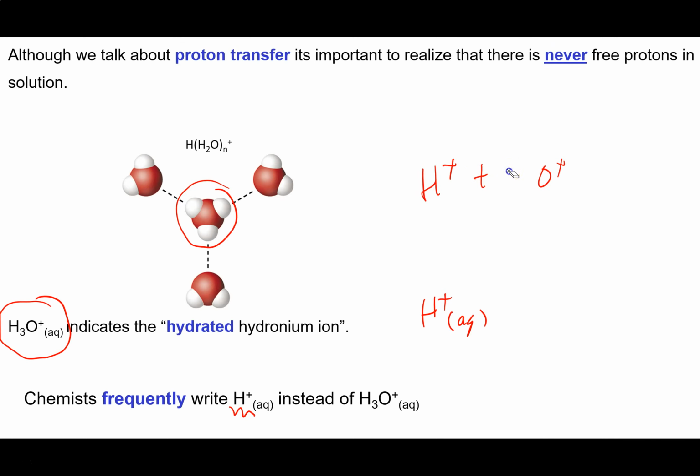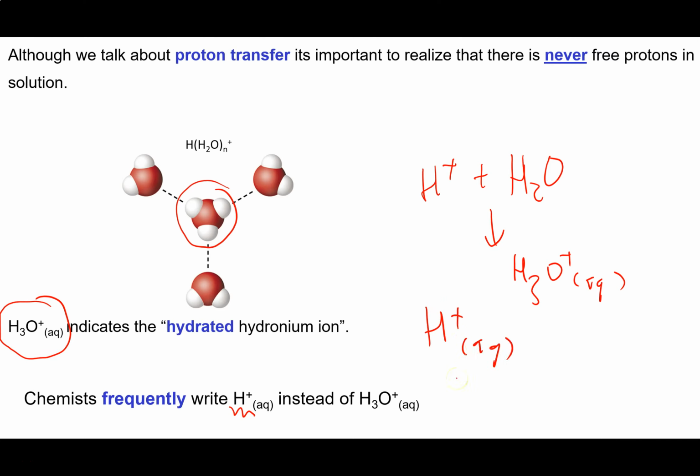So let me just see, if I just have an H plus, as soon as I combine it in water, it's going to make a hydronium, H3O plus AQ. But a lot of people will just save time and will just write H plus AQ, and that's okay. You just kind of have to understand it. So sometimes this causes an issue.